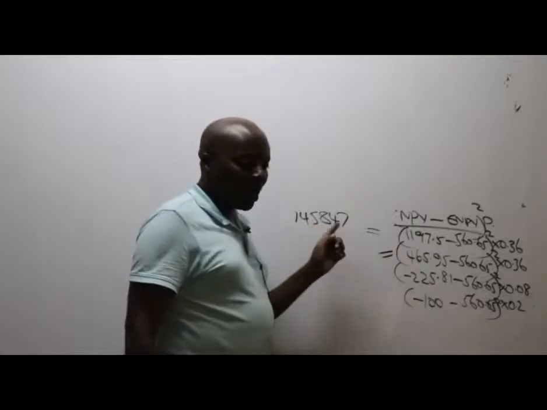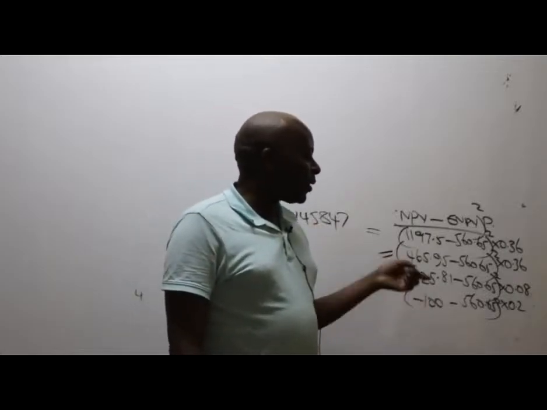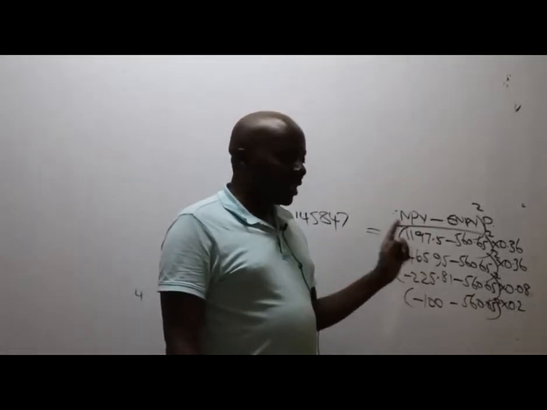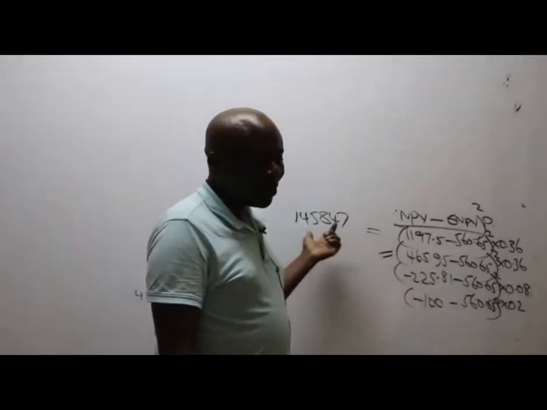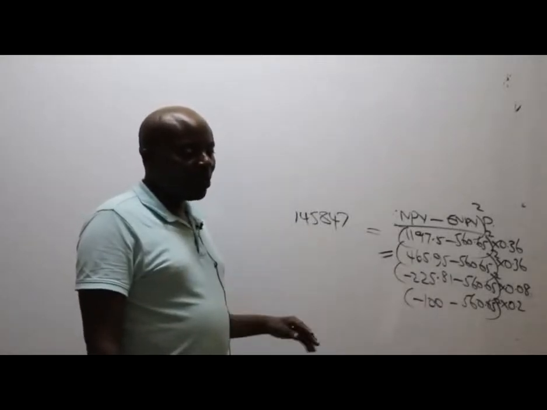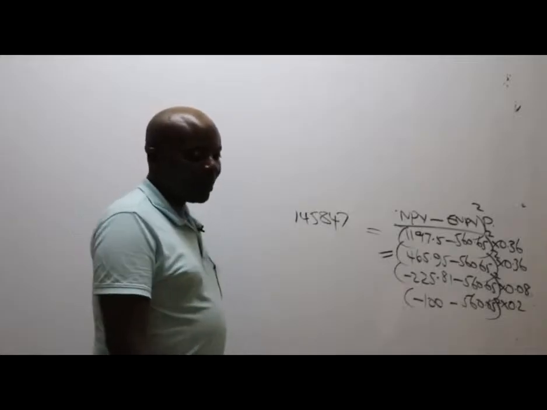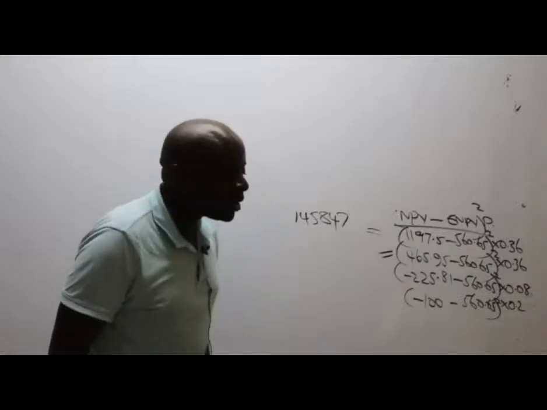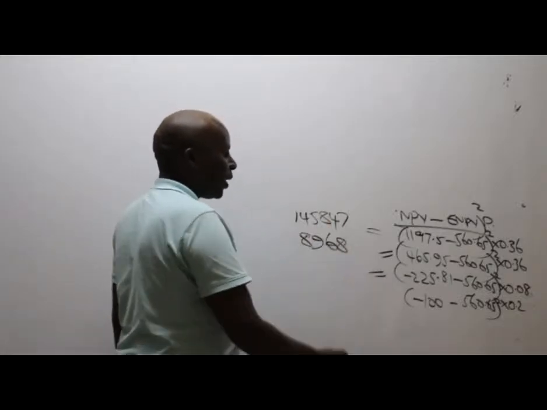Please remember to square. You say open bracket 465.95 minus 560.65, squared, times 0.36. Could you kindly give me a whole number? I would have wanted to write the decimals, but because of time, please give me a whole number here. The second one: 8968. Go to the third one.